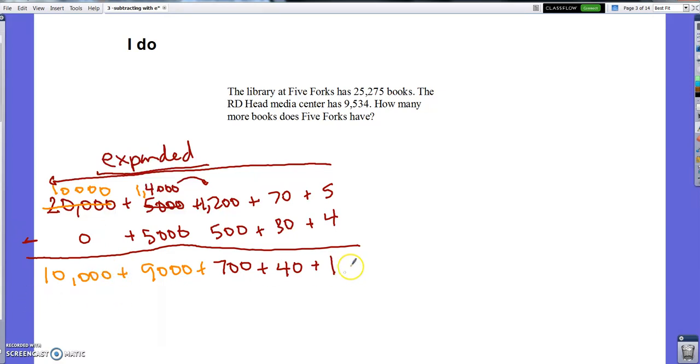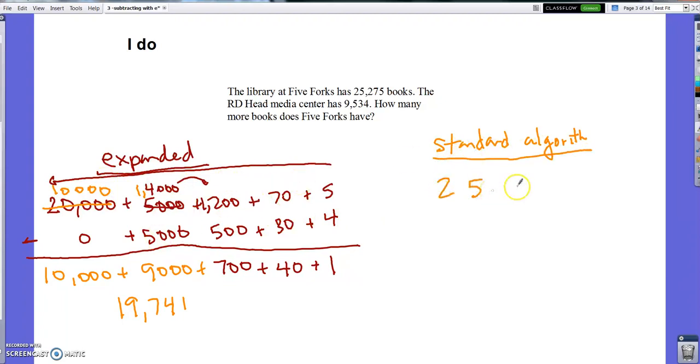And would you believe, when I put this number back to standard form, Five Forks has 19,741 more books than Artie Head has. It's a lot more books. Let's do that same thing using the standard algorithm, and you'll see it works the same way. So this time, instead of expanded form and writing it out like this, I'm going to give myself space. All the steps are going to be the same. It's just a more efficient way to write it.